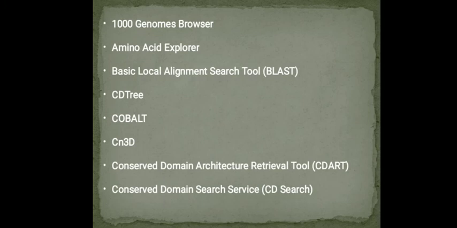Conserved Domain Search Service, or CD-Search. It identifies the conserved domains present in a protein sequence. CD-Search uses RPS-BLAST, reverse position specific BLAST, to compare a query sequence against position specific score matrices that have been prepared from conserved domain alignments present in the conserved domain database, or CDD.